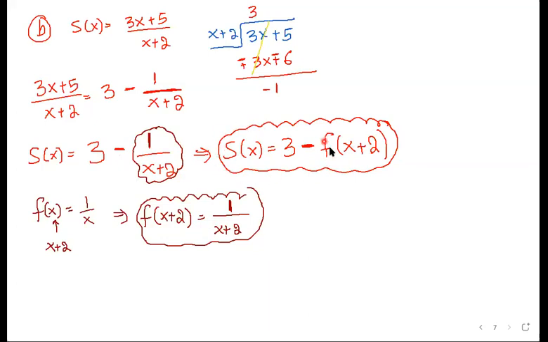Now to graph this one, we have to shift the original function f of x equal 1 over x 2 units to the left, reflect it around the x-axis because we have a minus, then we shift it 3 units up.